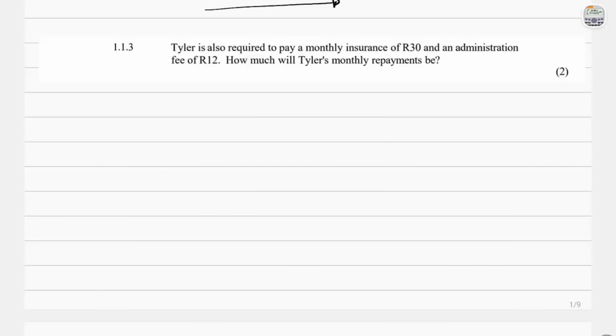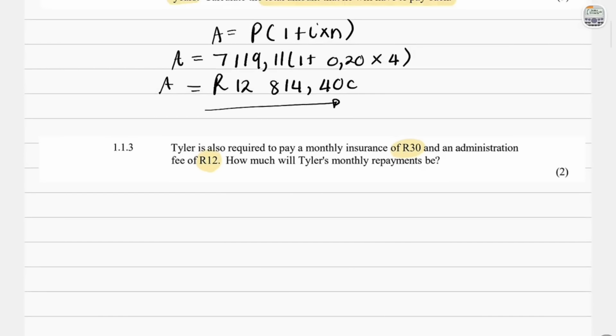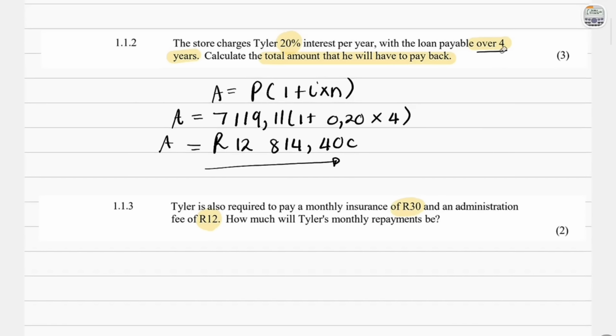Question 1.1.3 says, Tyler is also required to pay a monthly insurance of 30 Rand. And he must also pay an administration fee of 12 Rand. Okay, so how much will Tyler's monthly repayments be? So, you see, this is the hire purchase agreement. This is how much he will end up paying at the end of 4 years. But he's not going to pay this upfront. He's going to pay this every month. And we know that this agreement goes on for 4 years.